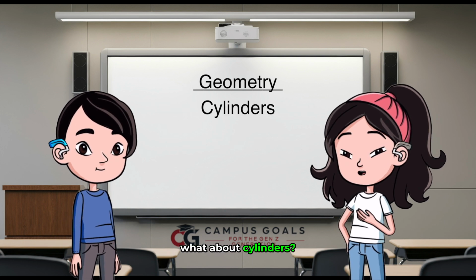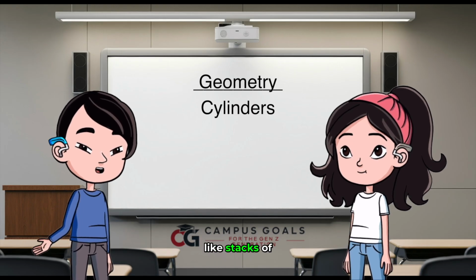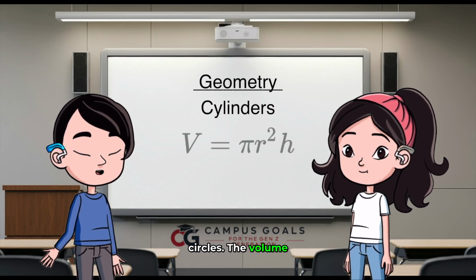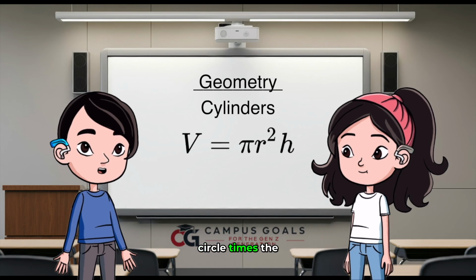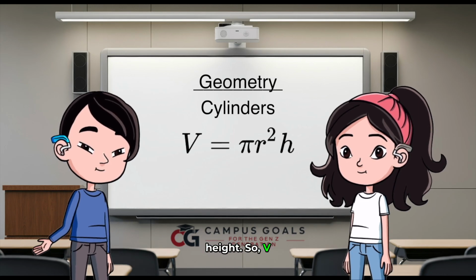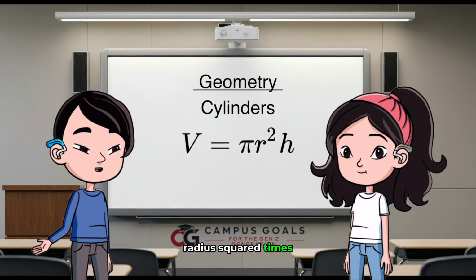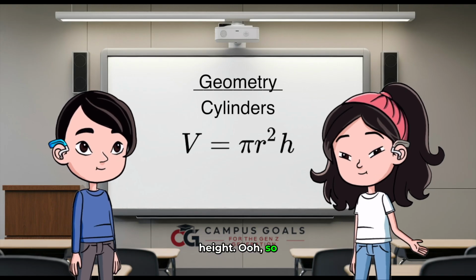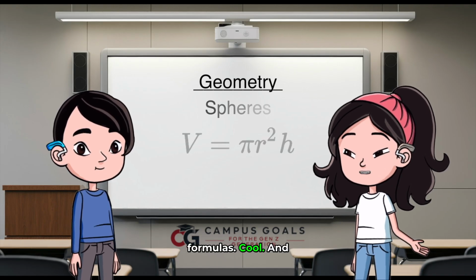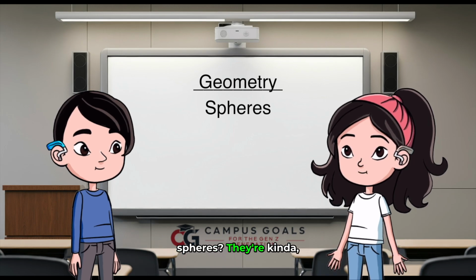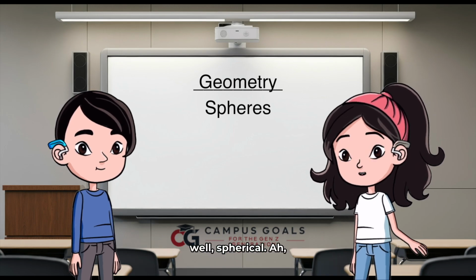And what about cylinders? Well, cylinders are like stacks of circles. The volume is the area of the base circle times the height. So, V equals pi times radius squared times height. Ooh, so it's like combining formulas. Cool. And spheres? They're kinda spherical?